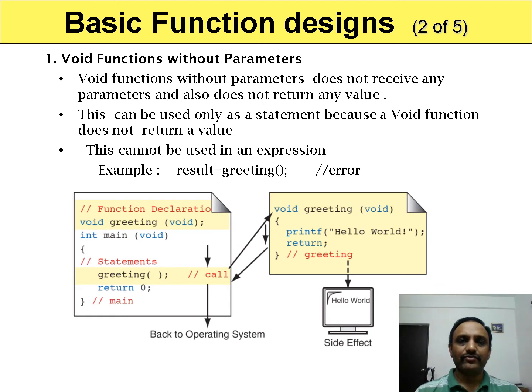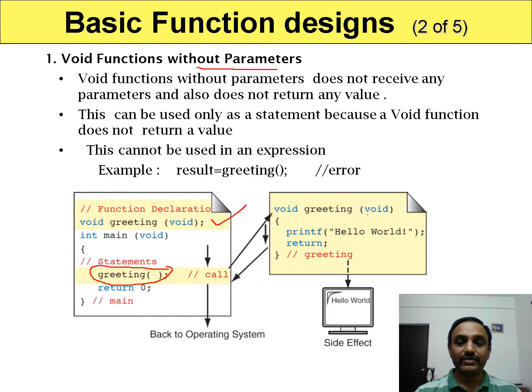Now we see the first basic function design, that is void functions without parameters. Void function means that function is not returning any value. So in void functions without parameters, we are not sending any arguments to that function. Observe this example. This is the function declaration. Here in the function call, we are not sending any arguments.